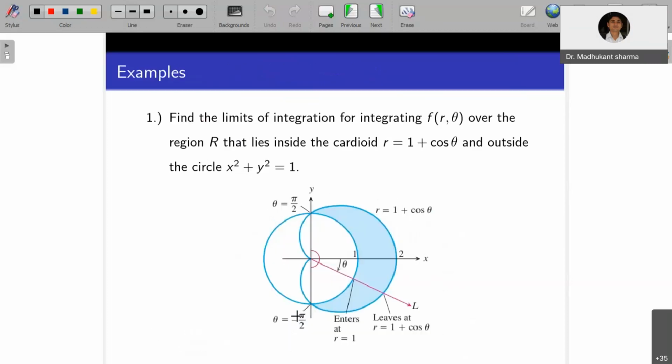So let's discuss this problem. In the first problem, we are supposed to identify the limits of integration for integrating f of r comma theta over the following region. The very first thing is, you should get how this region has been designed, or how you will identify this region. You have to first look into the region and try to relate it to the equation of the curve.